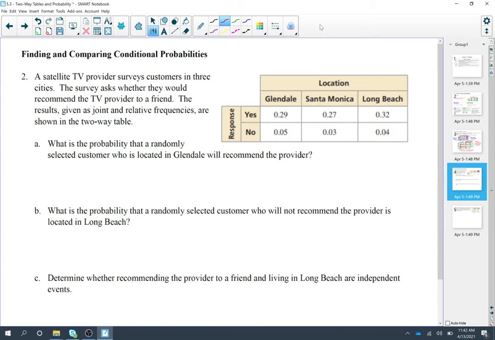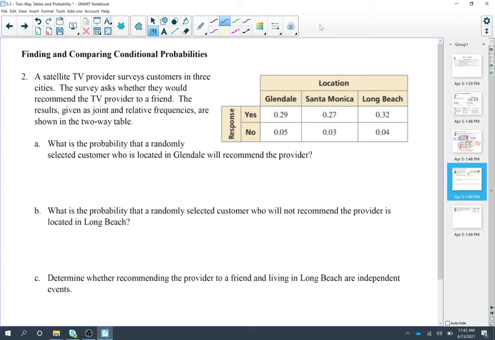Example 2, finding and comparing conditional probabilities. A satellite TV provider surveys customers in 3 cities. The survey asks whether they would recommend the TV provider to a friend. The results are given as joint and relative frequencies, shown in the two-way table.